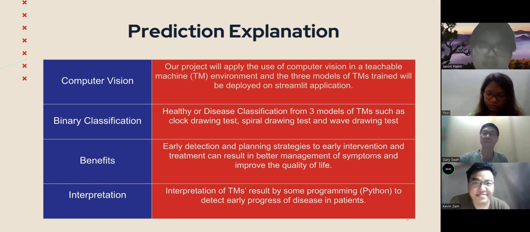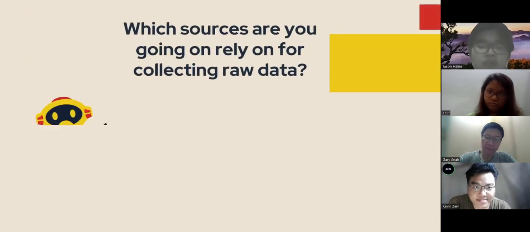Okay, thanks, Gary. So for the solution, we're using computer vision to do the prediction task. We're using the Teachable Machine environment to create 3 trained image classification models, each for clock, spiral, and wave drawings. The model is a binary classification model, so the result of the detection will either be healthy or Parkinson's disease. We're using Python to load the 3 models together, make interpretations from them, and deploy it in a web application using Streamlit. Next, I would like to invite Tiha to continue the presentation.